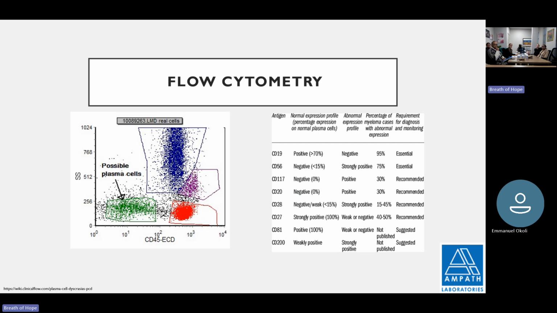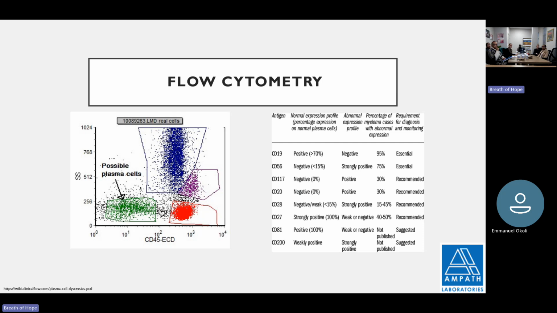Like I mentioned, side scatter is the complexity. So these cells that are a bit bigger and more complex are your granulocytes, because they've got all the granules supposed to fight your infection. They're a bit more complex, and we know to gate them there. This purple population will be your monocytes, and these bright CD45 smaller cells are your lymphocytes.